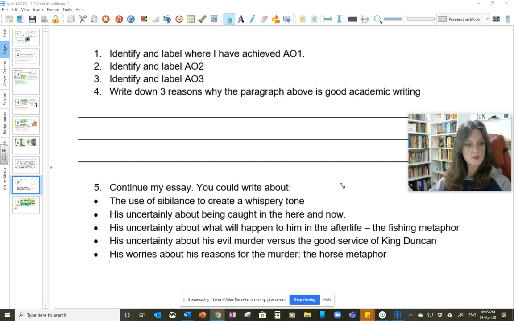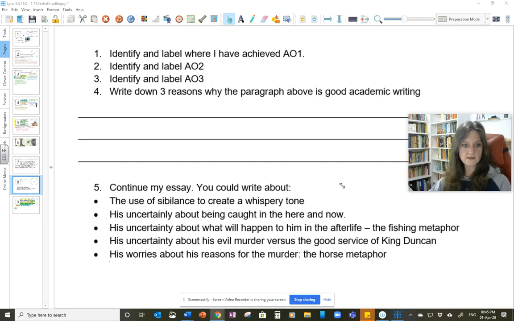You could talk about how the use of sibilants creates a whispery tone and how that shows his uncertainty. You could write about his uncertainty about getting caught murdering King Duncan. So right now, not his eternal punishment in heaven or hell, but his punishment now if he gets caught. Then you could write about his uncertainty about what will happen to him in the afterlife. So you could think about that fishing metaphor, about the bank and shoal of time.